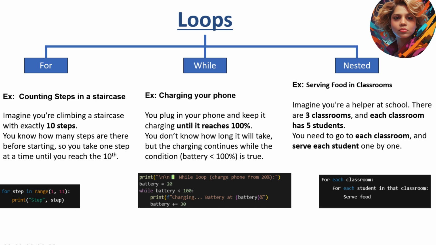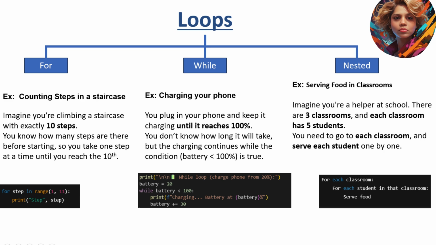While loop. Real time example is charging your phone. Now think about plugging in your phone. You don't know how long it takes to reach 100%, but you keep charging it while the battery is below 100. So that is a while loop where the repetition depends on the condition being true. So the loop keeps getting executed till the condition in your while becomes false.